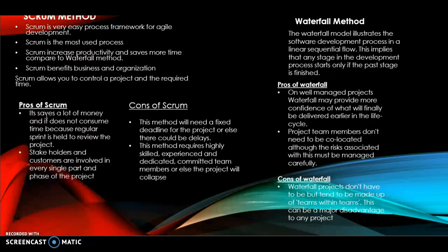Project team members don't need to be collocated together. So basically, they don't need to be together. They could be at different places and they could work together, but the risk associated with this must be managed carefully. So basically, this means that they've got to work together by sending each other information and just keeping each other up to date with what is going on in each phase.